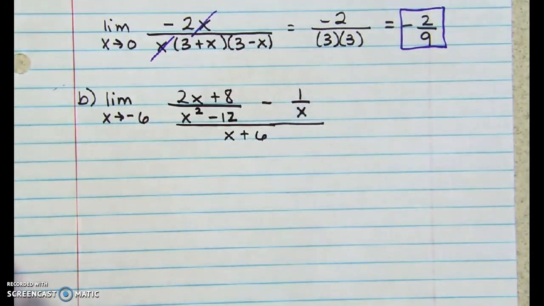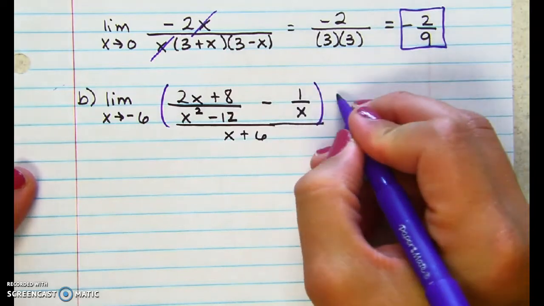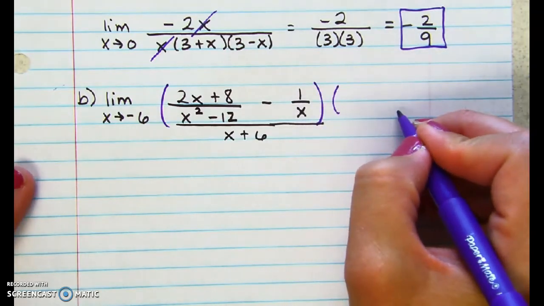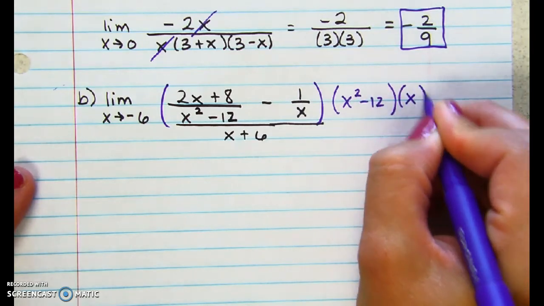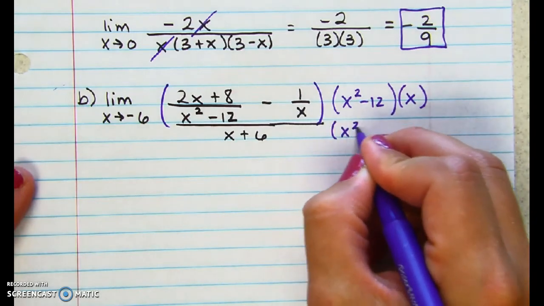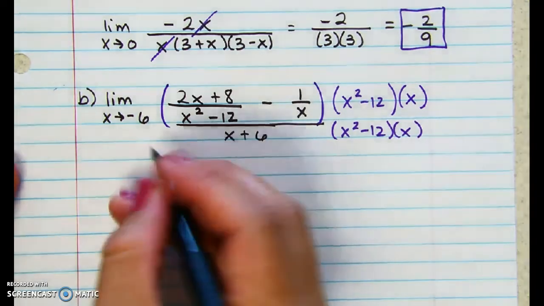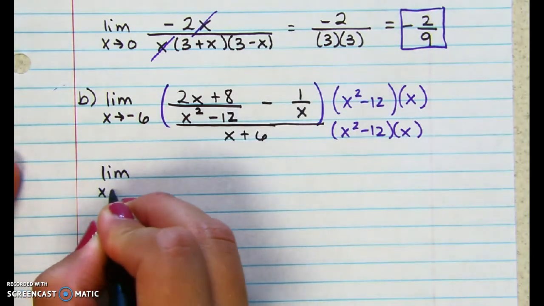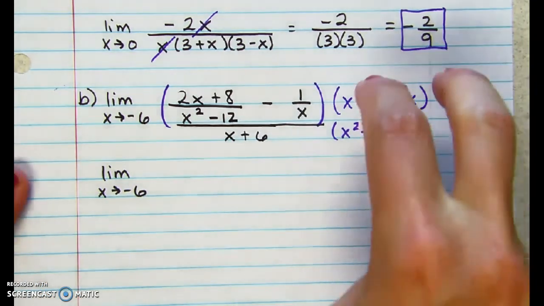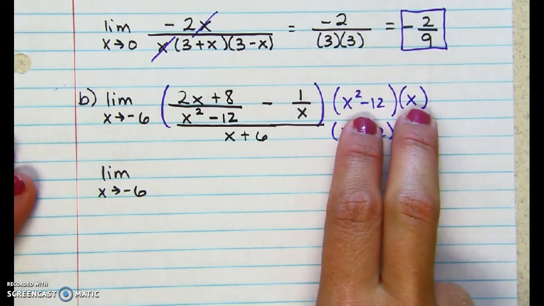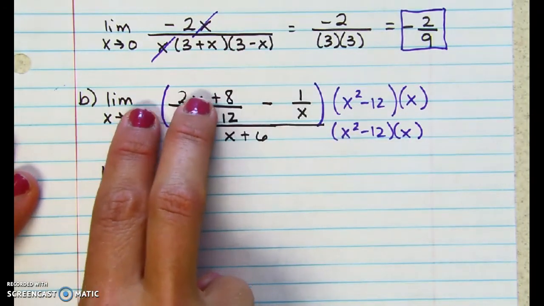So we're not going to worry about the x plus 6, but we're going to multiply this whole thing by what? X squared minus 12 and x. And then I'm just going to write it on the bottom so that we follow the algebra rules. Okay, you ready? These two factors, is that what they're called? Yeah. These two factors float over to this first term here, distribute to the first term here.